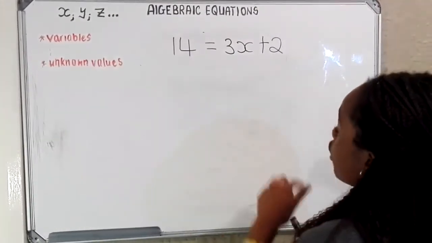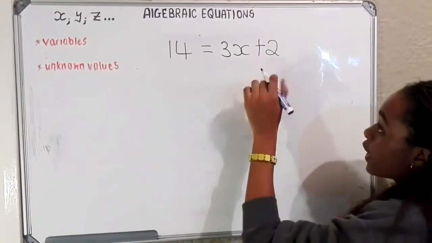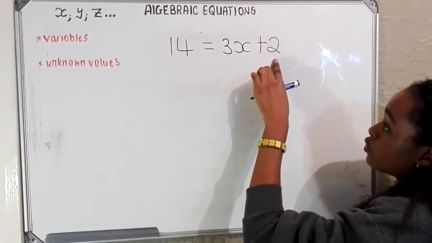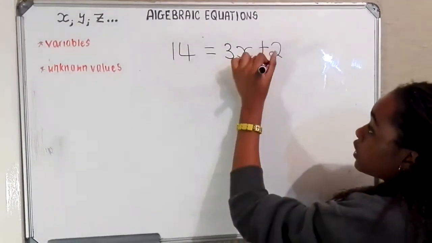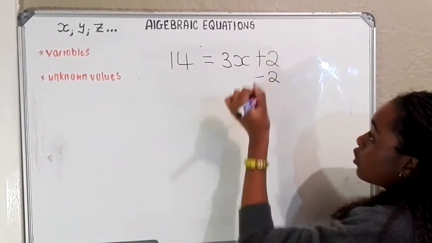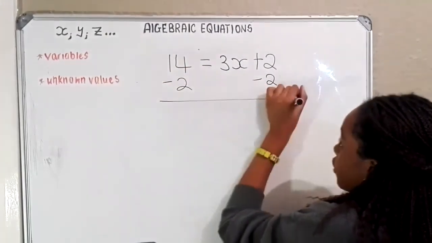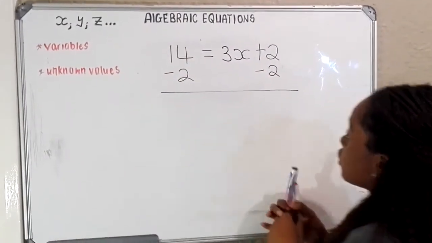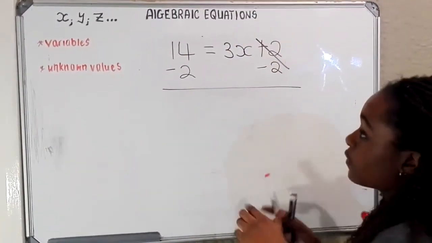Okay, so I'm going to start with my constant. Since it's positive 2, the inverse of addition is subtraction, so I'm going to subtract by 2. Whatever I do on this side, I must do on this side as well, so I'll subtract by 2. Okay, and 2 minus 2 is 0, so they will cancel out each other, they will undo each other.